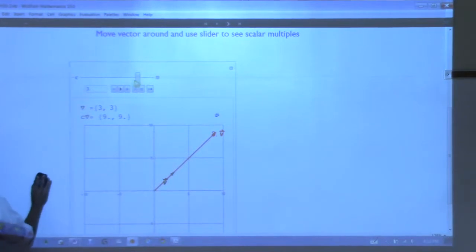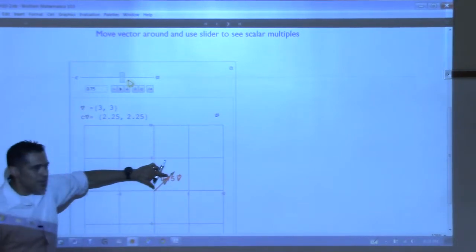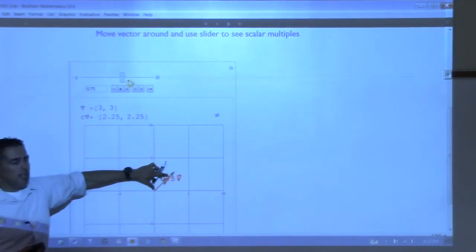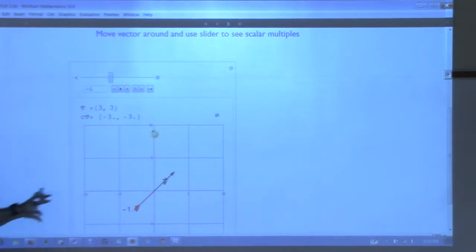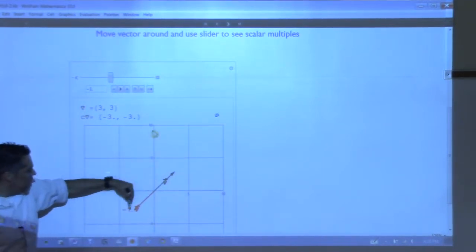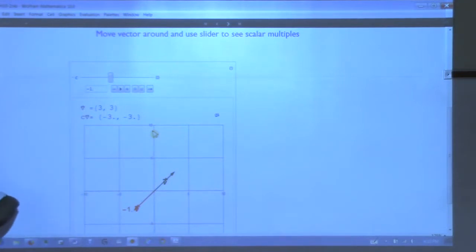If I take that number and I scale it by 0.75, then it's made a vector in red here that's shorter than the original one. And if I make the number in front negative, it's going to flip it to the other side. So if this is v, negative v is going to point in the opposite direction but have the same length, right?